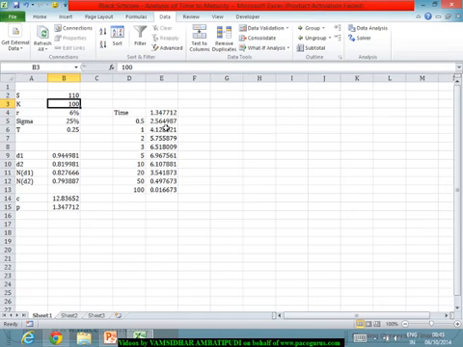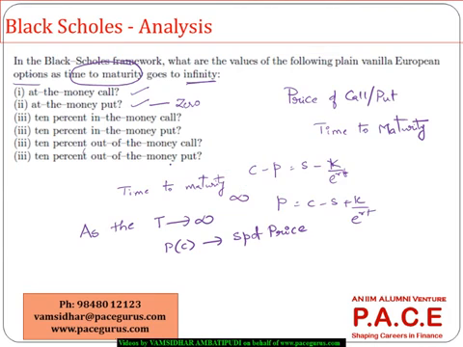Even there, what we are observing in case of puts is that for a certain number of years, the value of the put is increasing, but beyond that certain time period, we are seeing that the value of the put is actually decreasing and it is approaching 0. So that is what happens.